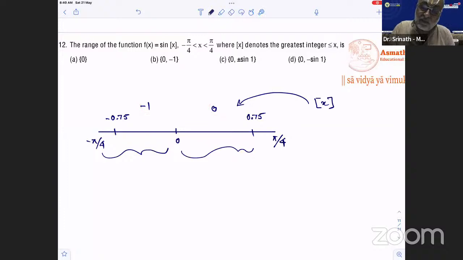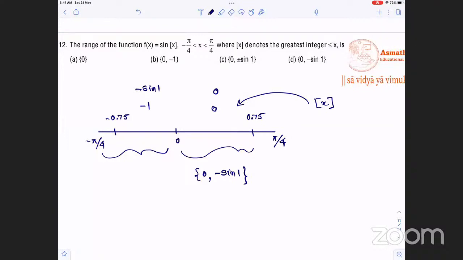And sine of minus 1 is minus sine 1, and sine of 0 is 0. So therefore, these are the two values that f of x can take. So the range is simply 0 and minus sine 1. I am sure now you are convinced. Very good.